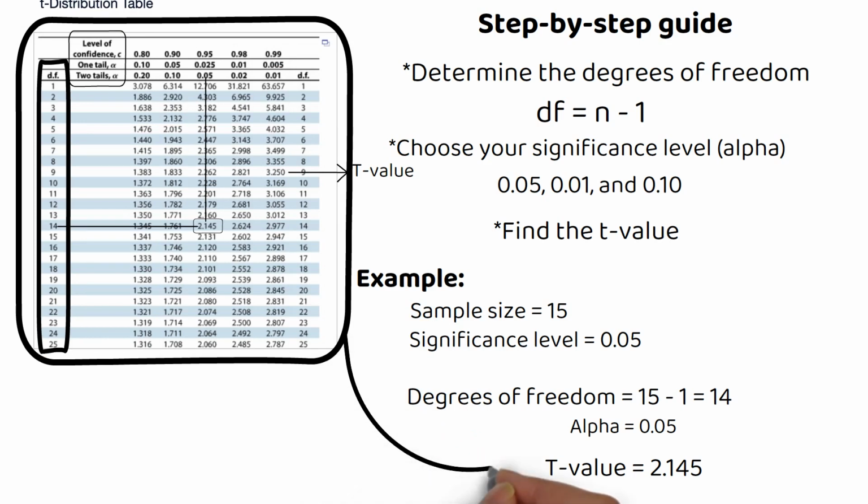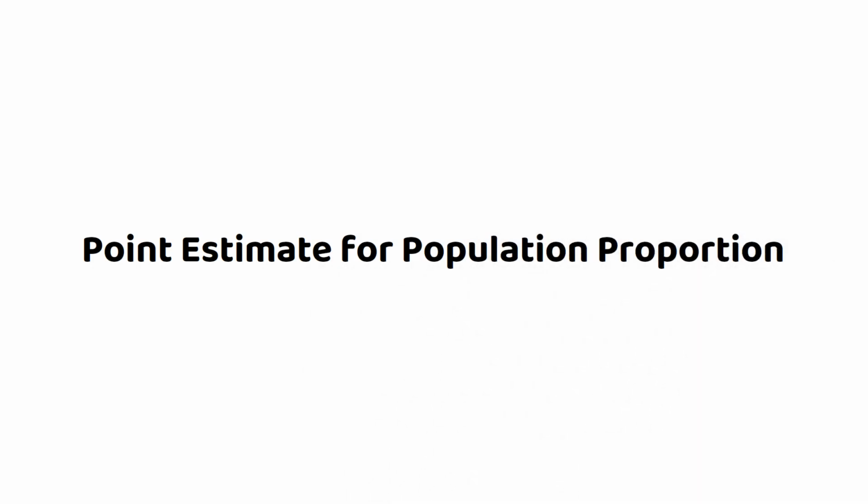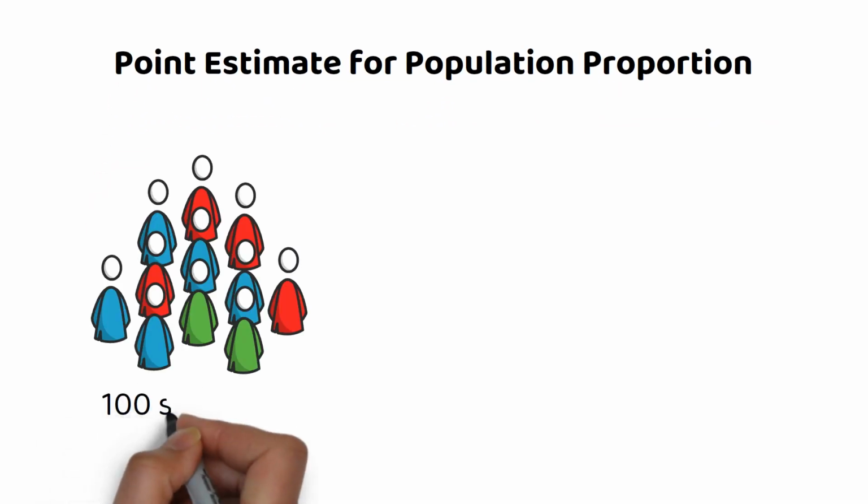Given its centrality in inferential statistics, understanding and using the t-table is a foundational skill for any statistician or researcher. Point estimate for population proportion. Just as we can find a point estimate for a population mean, we can find one for a population proportion.